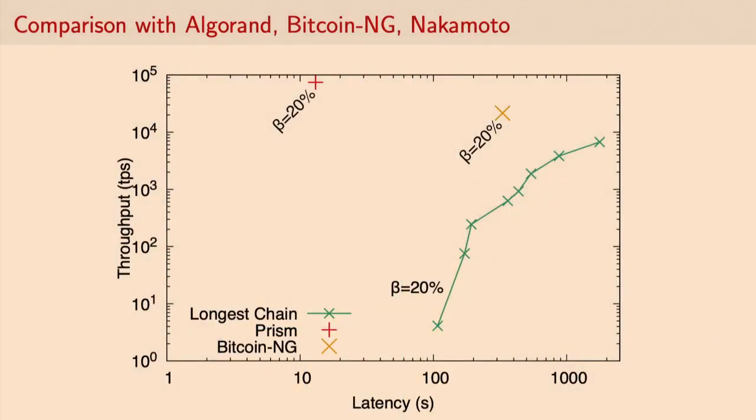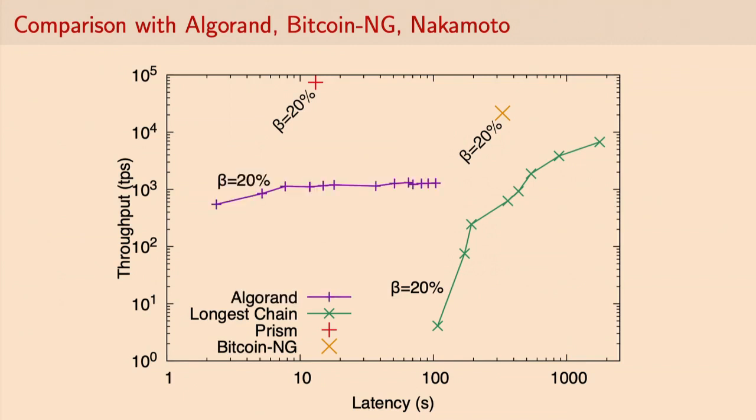Then we have Bitcoin NG. We implemented Bitcoin NG by modifying our code, and we see that Bitcoin NG achieves better throughput. However, the latency is still the same as Bitcoin or the longest chain protocol, because it essentially uses the longest chain protocol for voting and for confirmation.